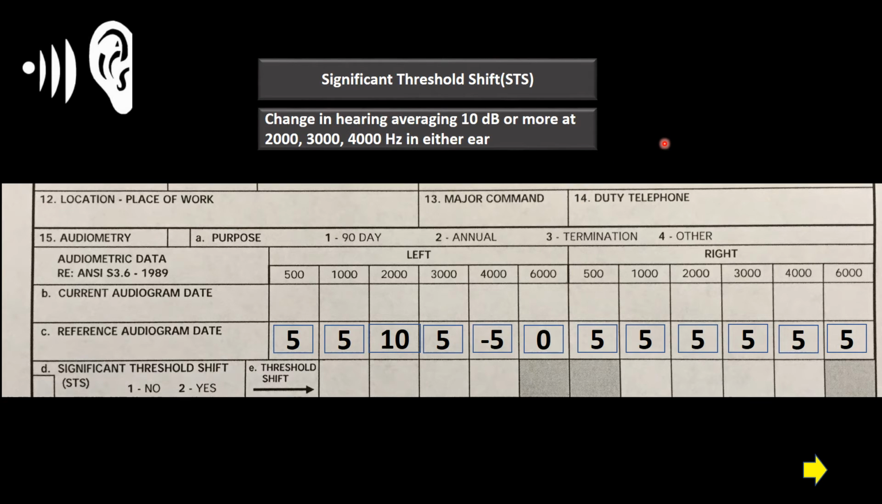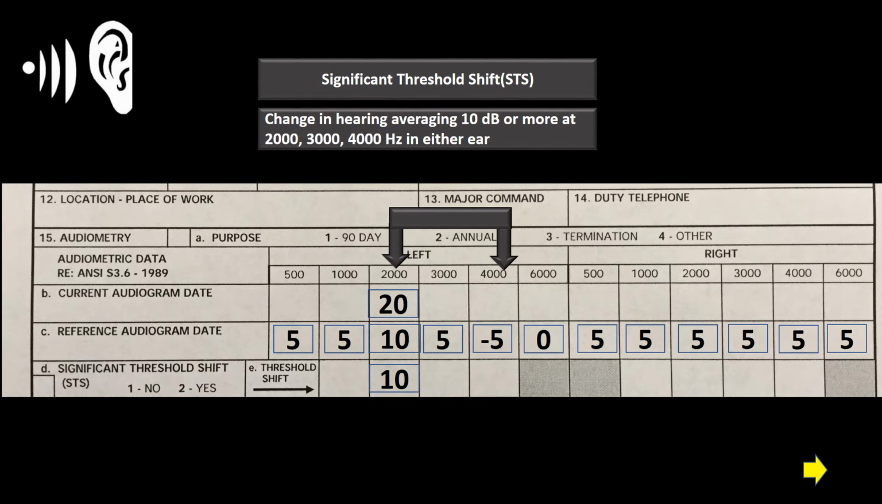Okay, so significant threshold shift again, right? An average hearing loss of 10 decibels or more at 2,000, 3,000, and 4,000 hertz. So 2,000 through 4,000 hertz. So when they go to take their next audiogram, say instead of hearing it at 10 decibels of loudness, 10 decibels of volume, it took them till 20. So since it took them to 20, when we subtract them from each other, it took them 10 more decibels to hear it this time.